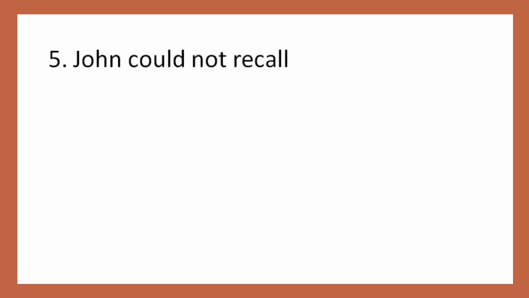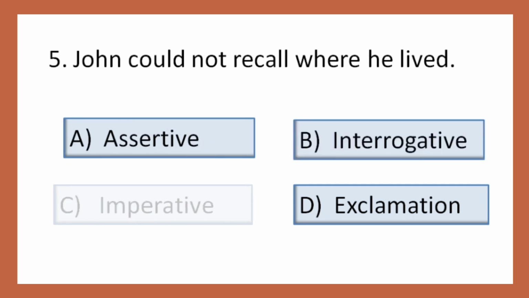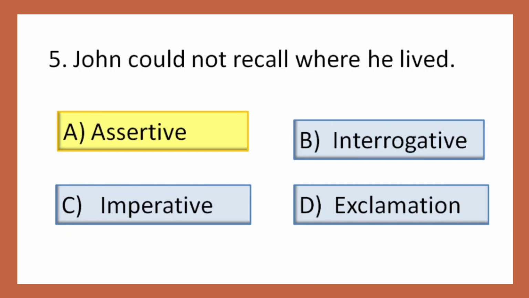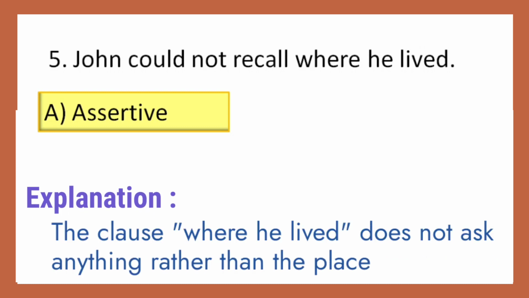Fifth question. John could not recall where he lived. Option A, assertive. B, interrogative. C, imperative. D, exclamation. The answer is assertive. Option A. Explanation. This sentence describes a past situation. The clause where he lived does not ask anything rather than the place of living, so it is assertive.